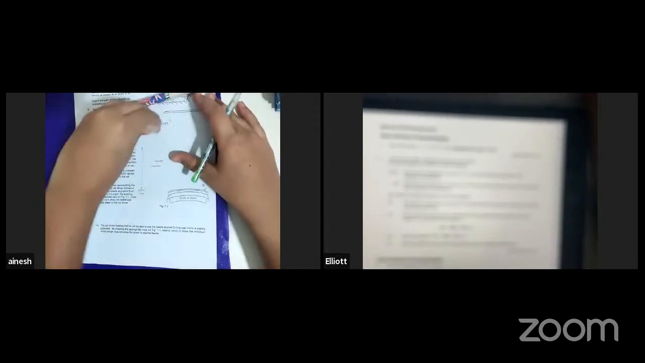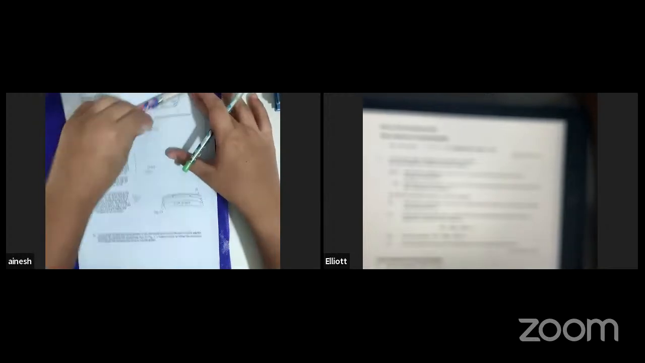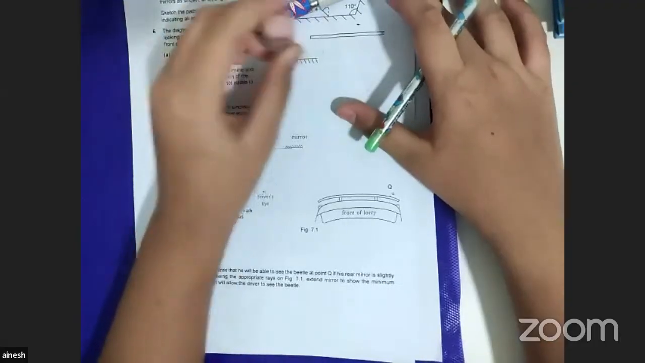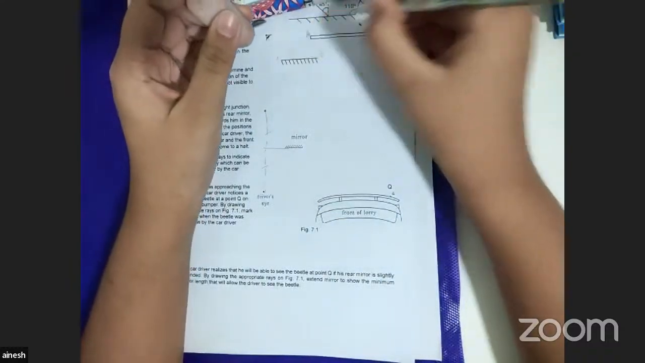You should take pictures first before you put it on top. If not, then you know. Ainesh, that's not why I draw. Totally not why I draw.